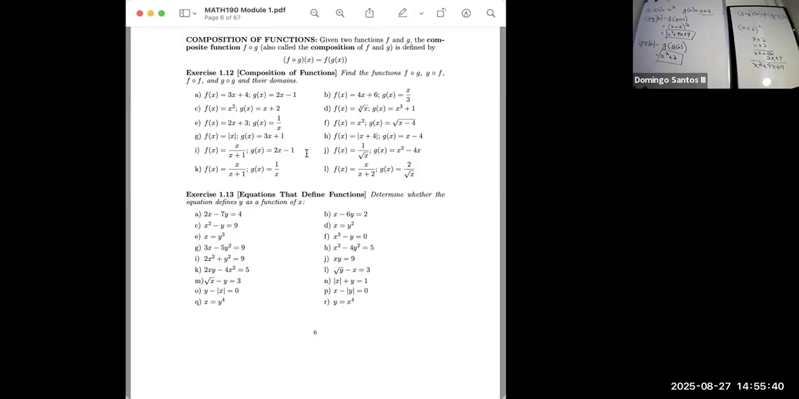So let's have another one. Let's have letter D, so we have a different exponent. Letter D: f of x is the cube root of x, and g of x is x cubed plus 1. I'll give you a minute to try this, class. And Leonardo, I'll call you again, okay?